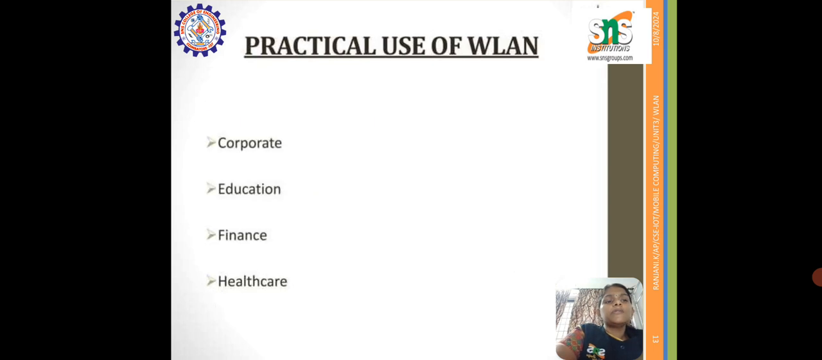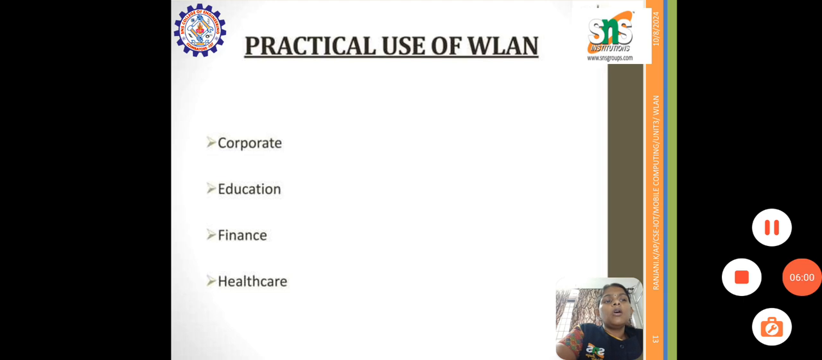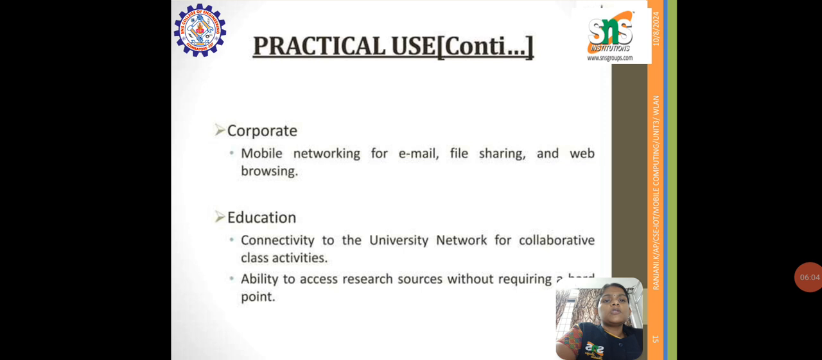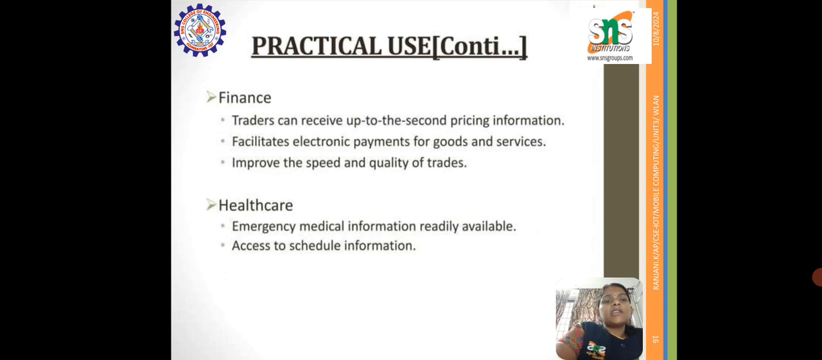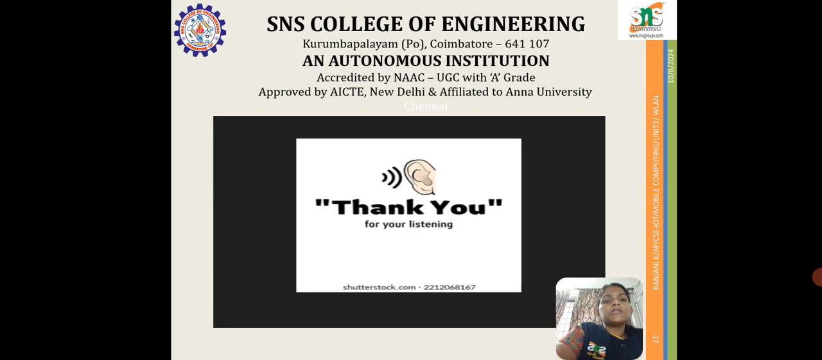The practical uses of wireless LAN are in corporate, education, finance and healthcare. In corporate, mobile networking is for emailing, file sharing and web browsing. Hope we are all using it nowadays. Education is connectivity to the university or college for collaborative class activities and the ability to access all research sources. Finance is where traders can receive up-to-the-minute pricing information and electronic payments, and healthcare is where emergency medical information is readily available, with access to schedule information.